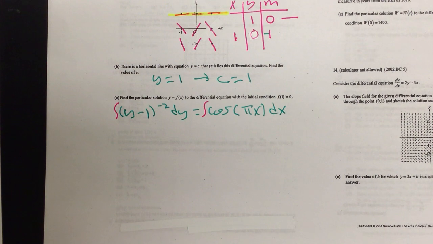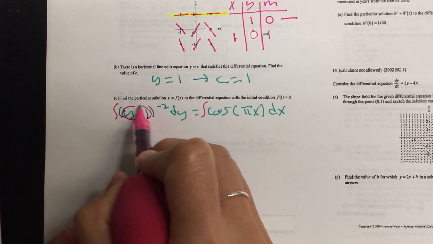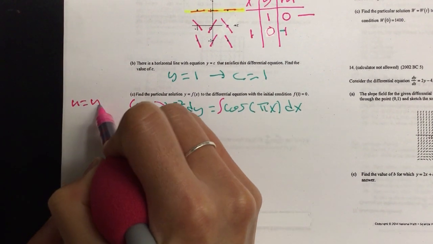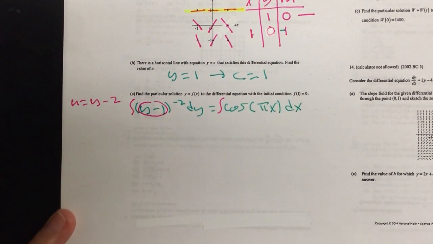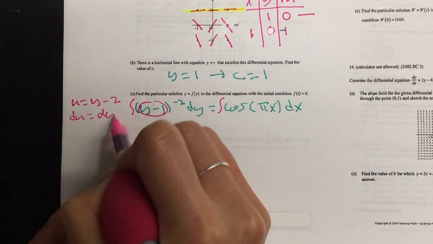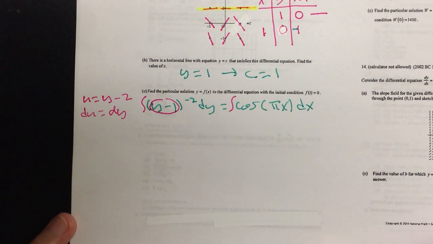So let's do a quick practice on integration. We need our u substitution here. So off to the side, we have u is equal to y minus 2. Then that gives me du is equal to dy. What's that? Oh, dang it.